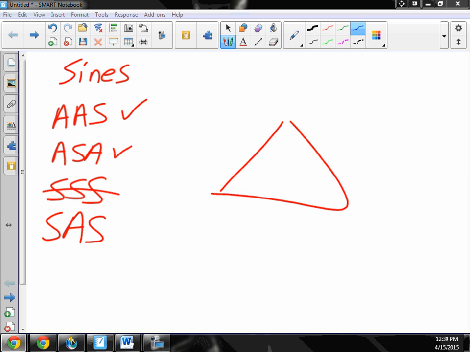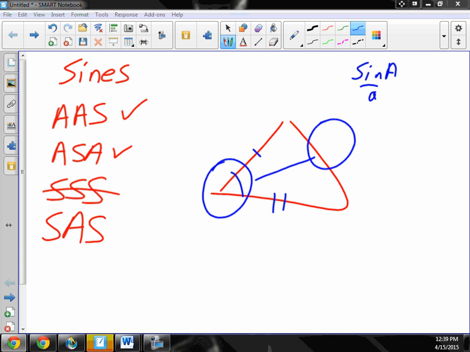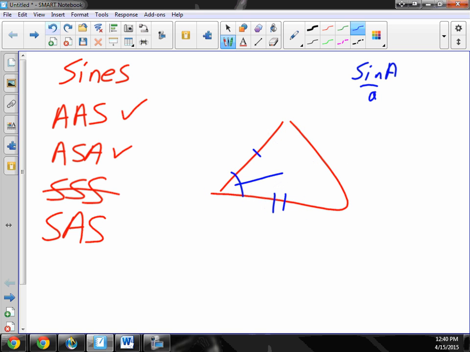Side, angle, side would be like this side, this angle, and that side. But the trouble is, for the law of sines, sine of A over A would be like this and this. And then sine of B over B would be this and that, and you can see that's not going to work. Because each one of those things that were given is not opposite something that's known. That is unknown, that is unknown, and that is unknown. So side angle side doesn't work either.